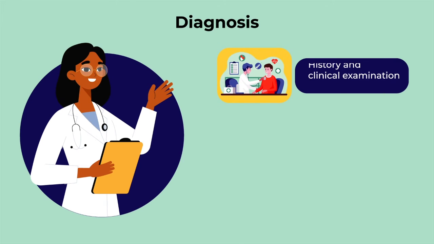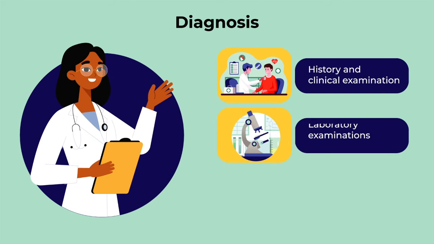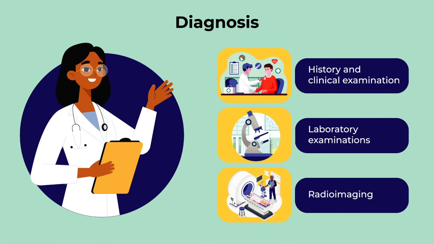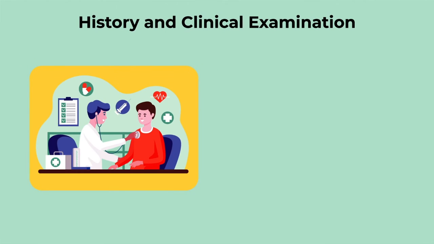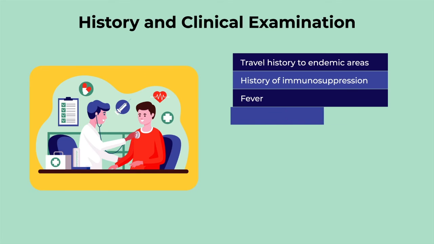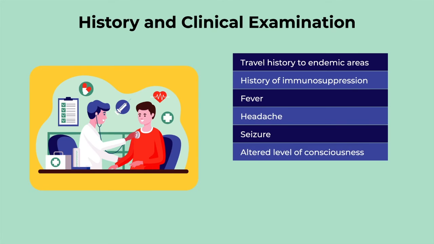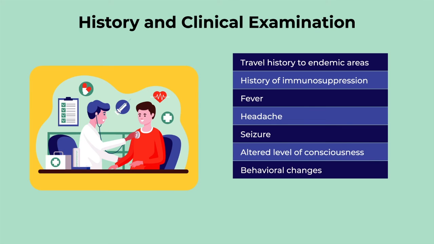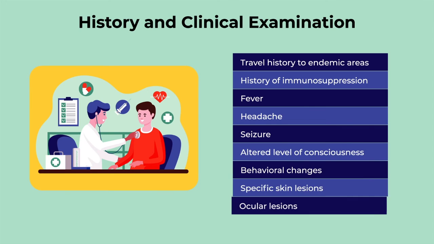From history and clinical examination, a series of laboratory tests, radioimaging, or a combination of all three. From patient history and findings on physical examination, we may find travel history to endemic areas, history of immunosuppression, presence of fever and headache, neurological manifestations such as seizure, altered level of consciousness, or behavioral changes, or other findings such as specific skin or ocular lesions.